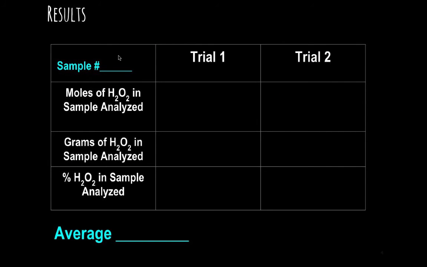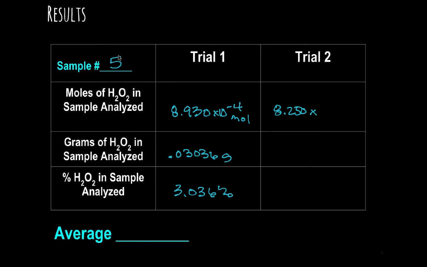So this is my results table. So I said I had sample number 5. So in that first trial from the calculation I just did on the previous screen, I had 8.930 times 10 to the negative fourth moles in the sample that I analyzed. When I converted that to grams, I had 0.03036 grams. And then when I did the mass percent calculation to get the percent in the sample, I had 3.036% H2O2.